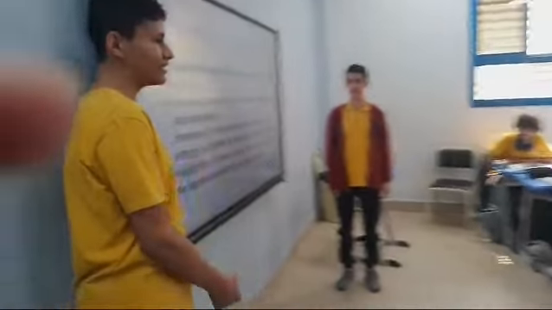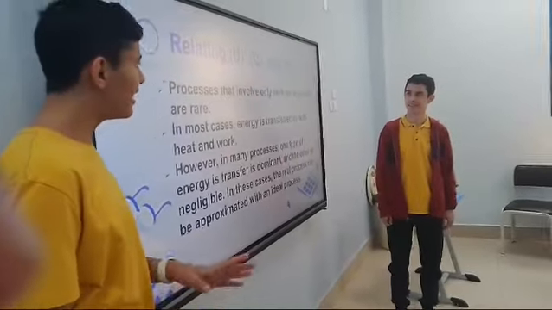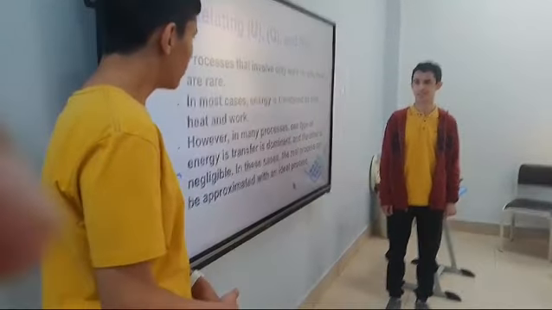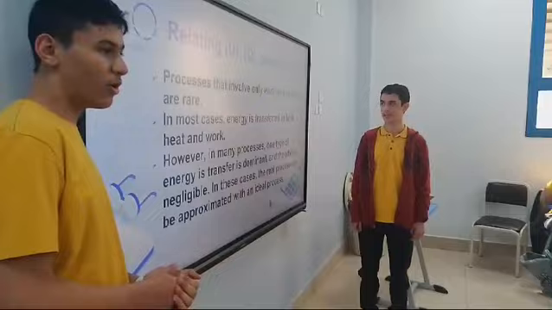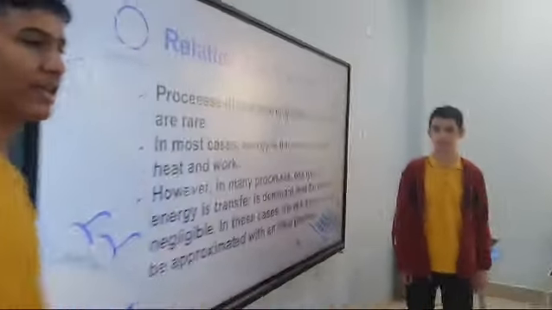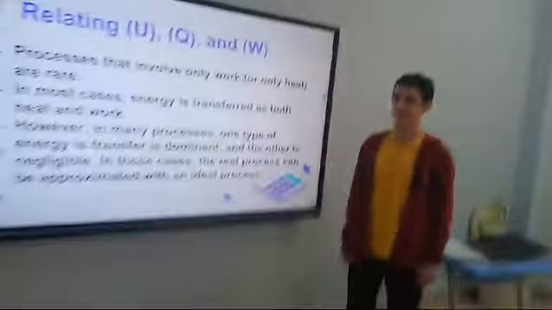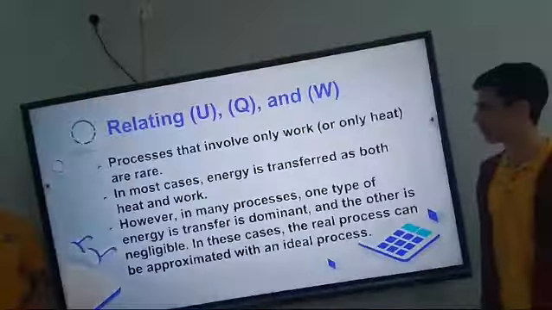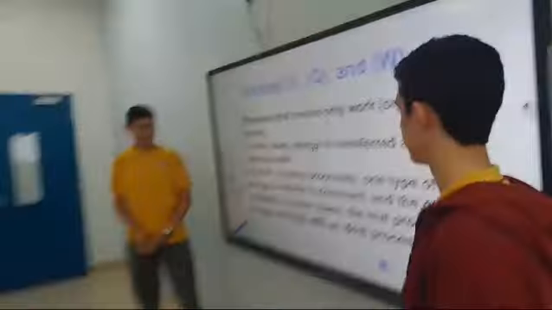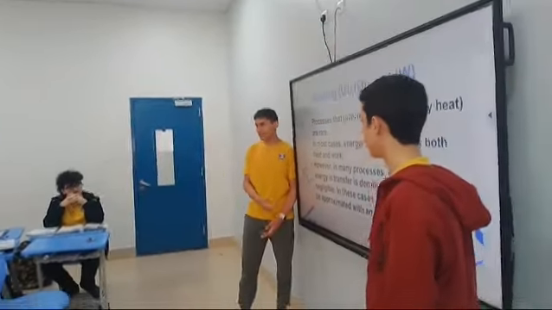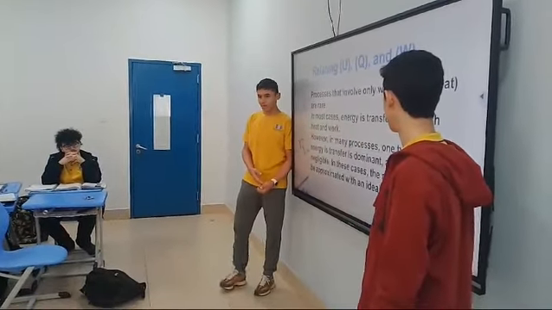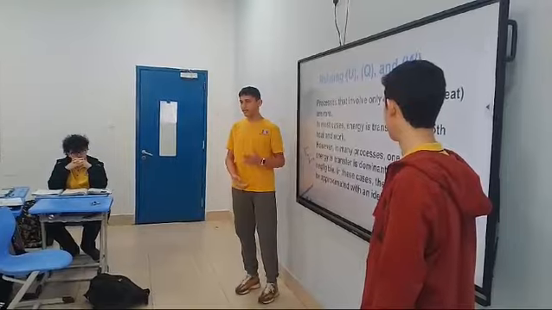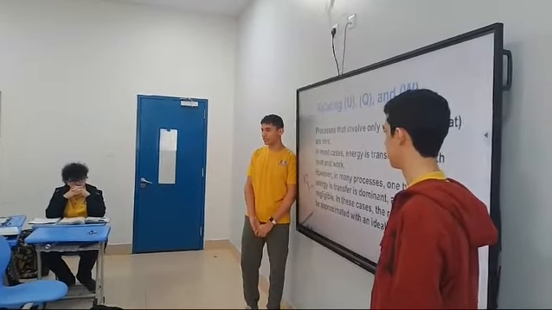So finally, we relate internal energy, heat, and work together. Processes that involve work only are very rare, and only heat is also very rare. So in most cases, energy is considered as both heat and work. It's not considered as one of them only. However, in some processes, one type, heat or work, can be very negligible. So we don't account for it and we compare it to an ideal process.